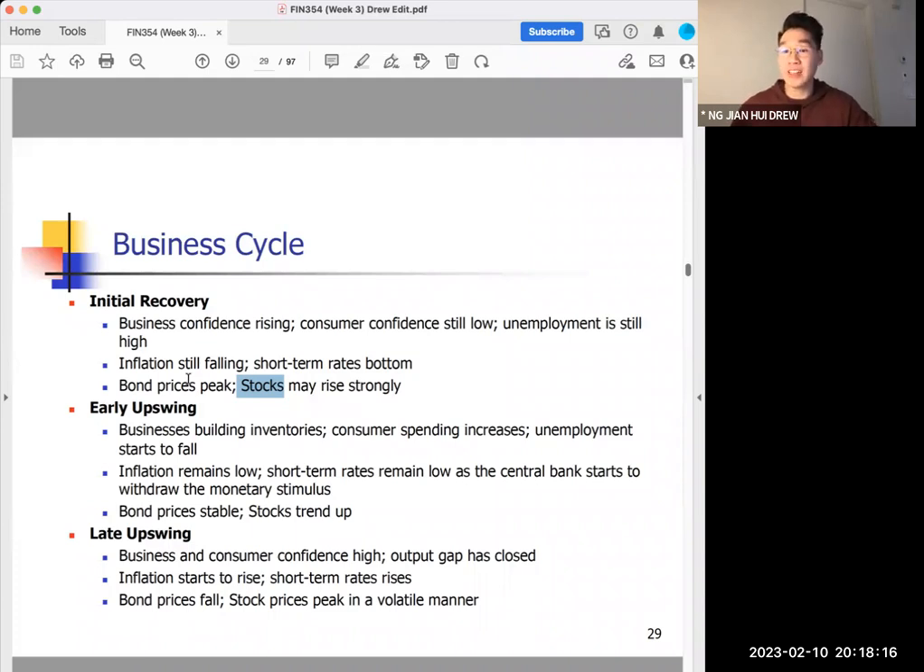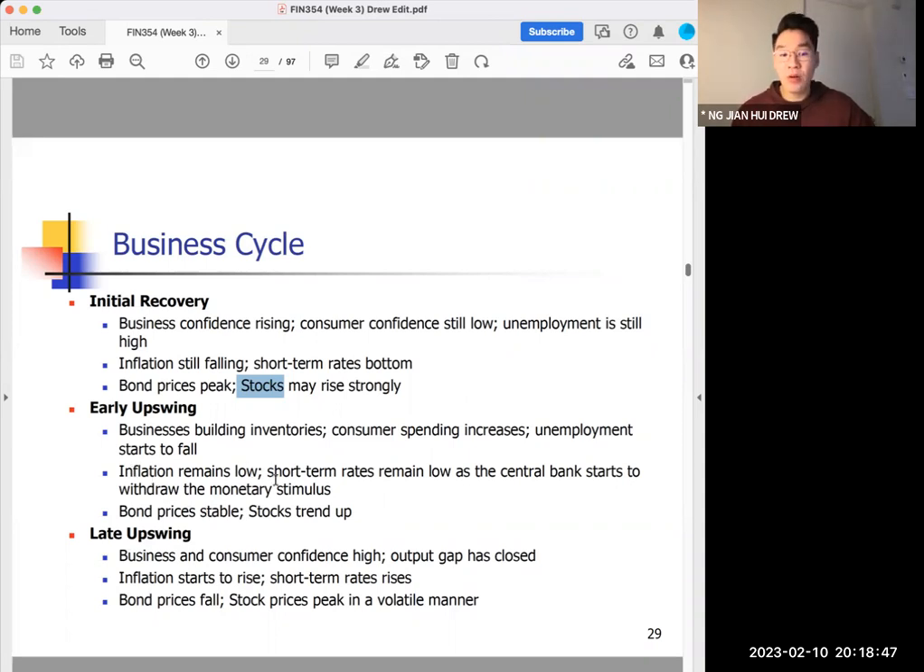So knowing which cycle you're at allows you to preempt certain investments. In an early upswing, if you miss the initial recovery, the stock price has already trended upwards, and you should quickly sell your bonds. Your bonds are quite stable, but you know that after the early upswing, your bond price will drop. So you must quickly sell away your bonds before the prices fall.